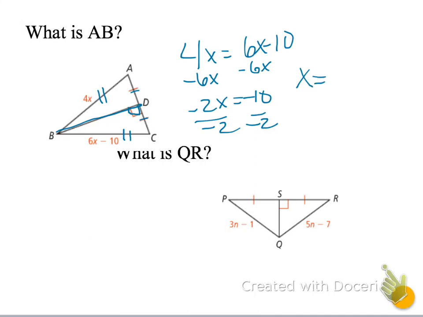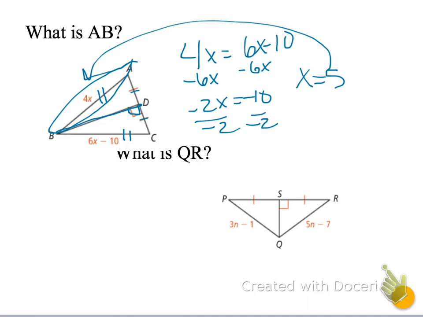So I should have x equals 5. So what is AB? I want to know what this length is. I don't need to know just what x is. I want to know what the entire length is. So I need to plug x back in here. So I'm going to do 4 times 5. So my length for AB is 20.